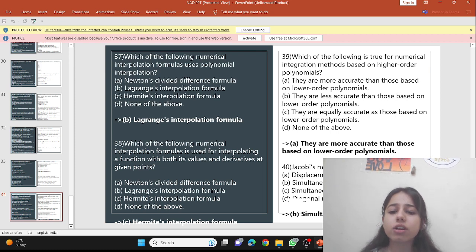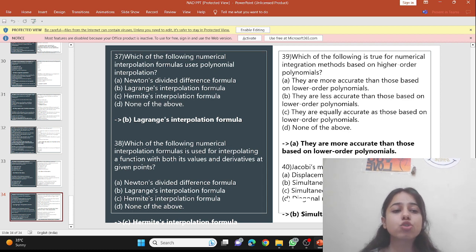38. Which of the following numerical interpolation formulas is used for interpolating a function with both its values and derivatives at given points? The correct option is Hermite's interpolation formula, because it is used for interpolating a function with both its values and derivatives at given points. Newton's divided difference formula is not used, and Lagrange's interpolation formula is not used. So the correct option is C, Hermite's interpolation formula.